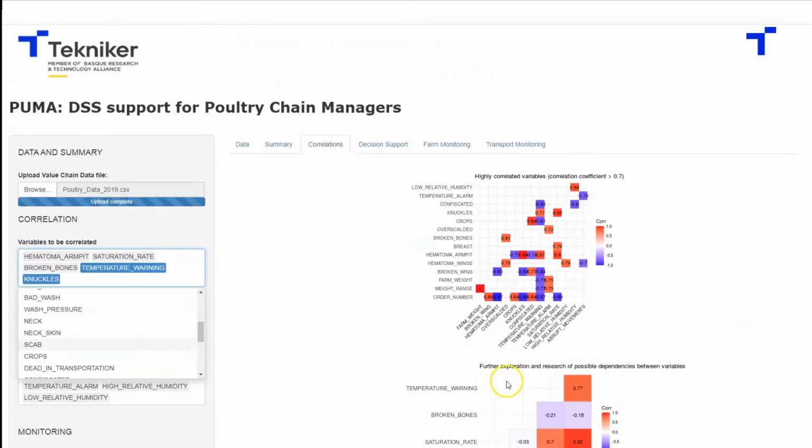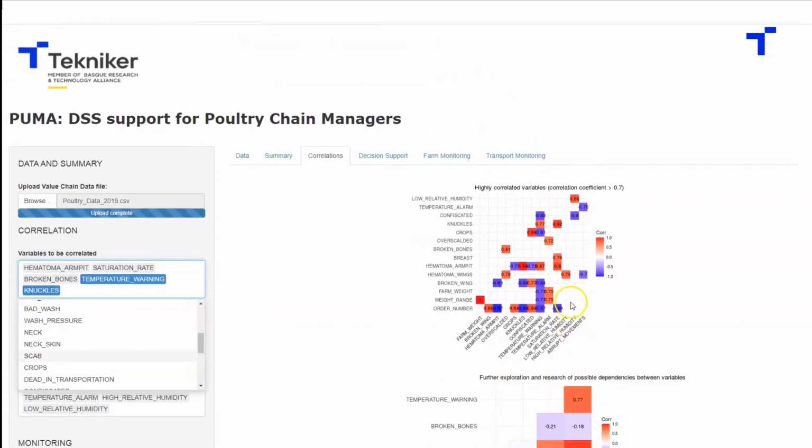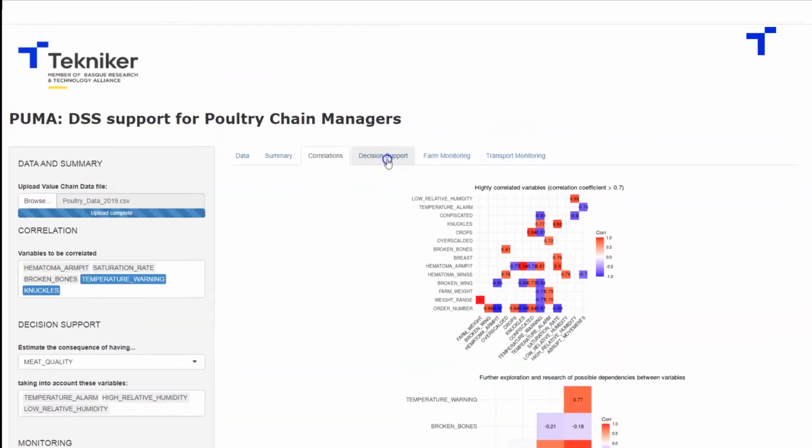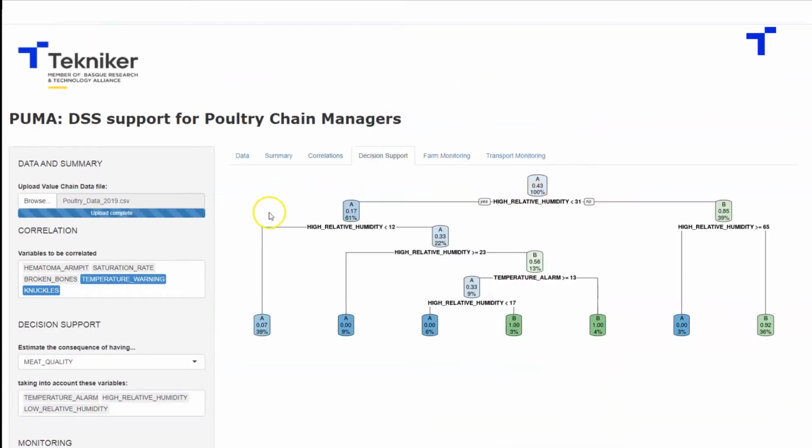Based on this selection, PUMA will show a correlation graph to understand the relationship between multiple variables and to get insights about the presence of a causal relationship. Once the correlations have been observed, and if there is a cause-effect between some variables extracted from the poultry chain and the defects detected at the slaughterhouse regarding the quality of the meat, it is possible to build a model that determines the rules that derive in such a defect.